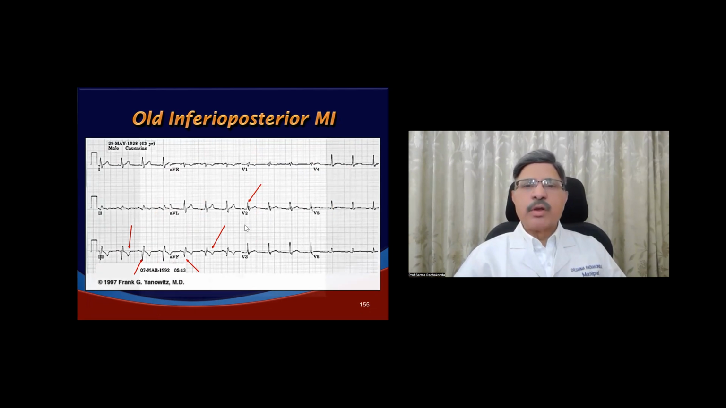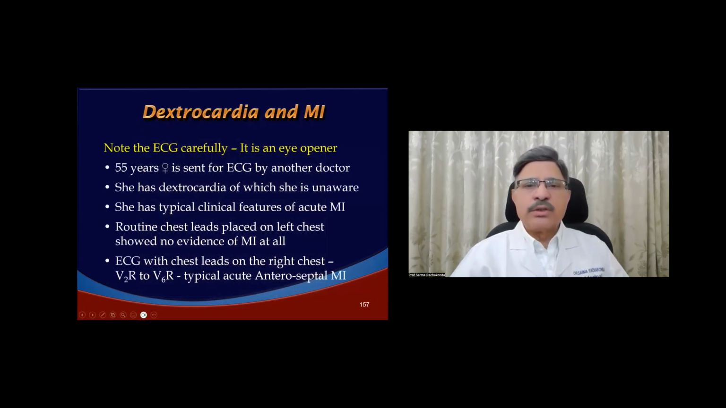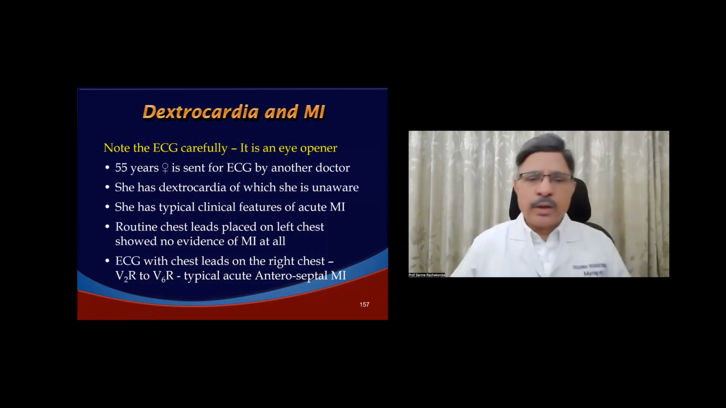Only the Q waves are remaining. Now you have got MI in dextrocardia. Heart is on the right side. So naturally, we don't see much of changes in the V5, V6. If you put the right-sided leads, then you can see the thing. Note the ECG carefully. It's an eye opener.